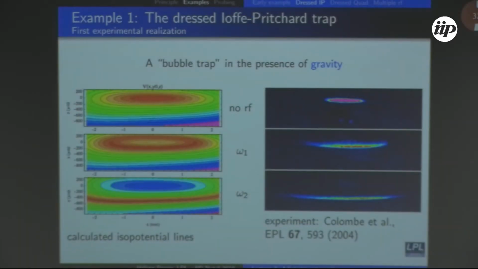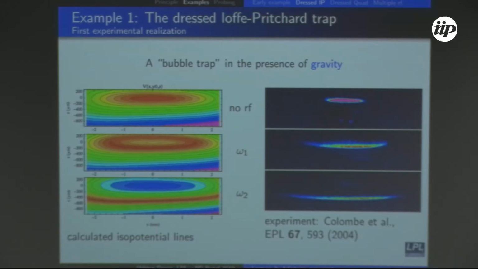Okay, so let me now describe everything in the RF domain now, because that's where it really developed a lot. So this is the first experimental realization done already 15 years ago in my group. We start from a Yoffie-Pritchard trap at the time. So the isomagnetic lines are like that. And these are atoms confined in the pure magnetic trap, static trap without RF.